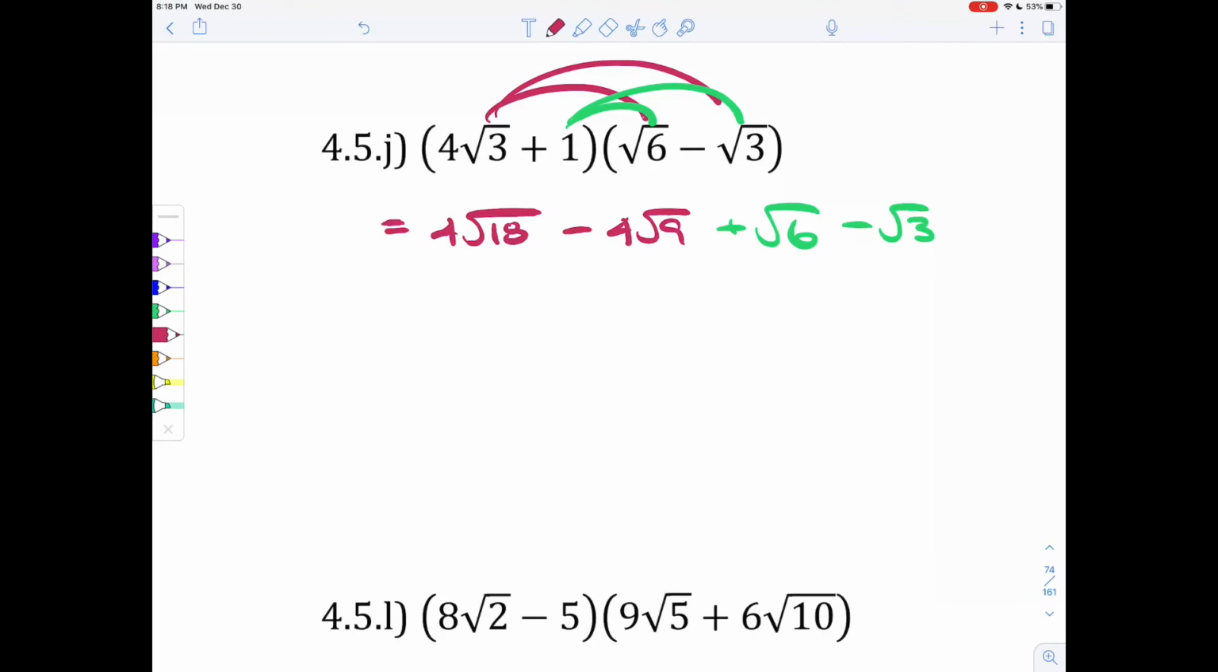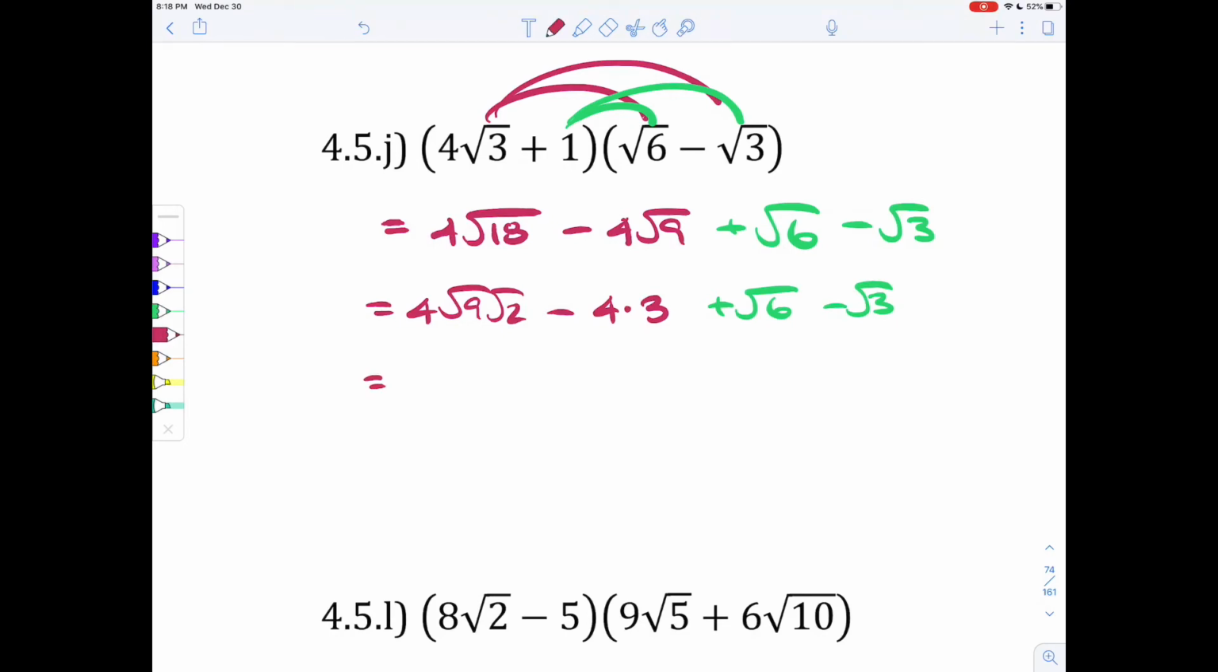Simplifying these as best I can, I see that the root 18 is just like root 9 times root 2. I'll just keep this as 4 times, well sure, let's call it 4 times 3. Root 6 can't be reduced at all. Root 3 can't be reduced at all.